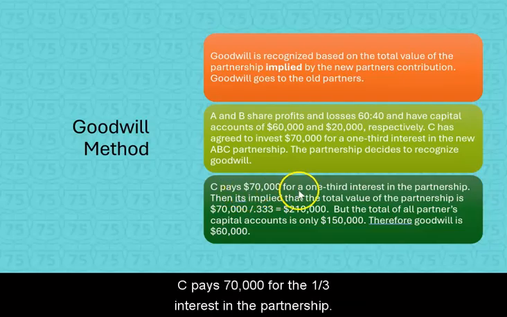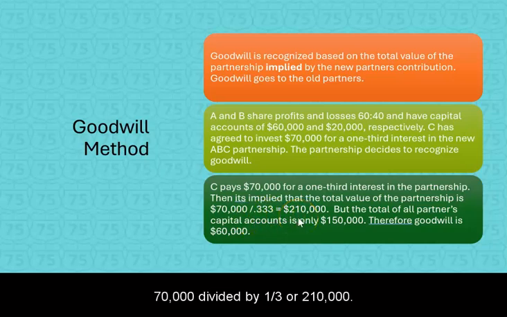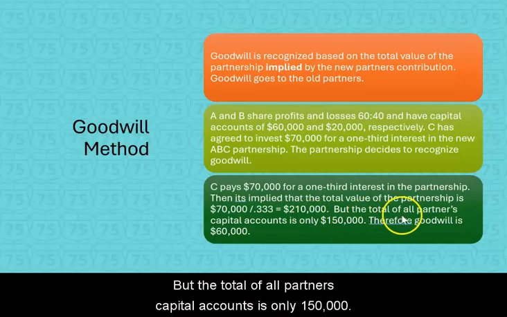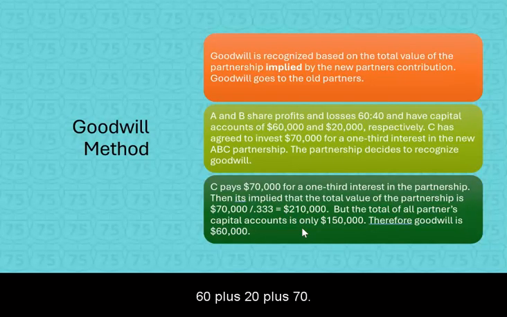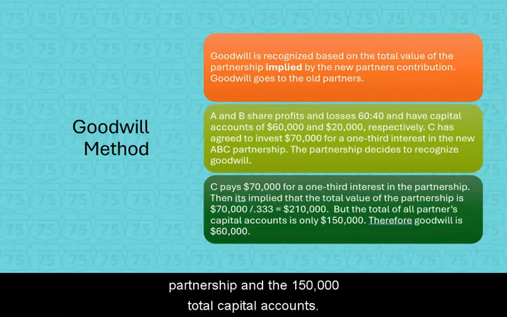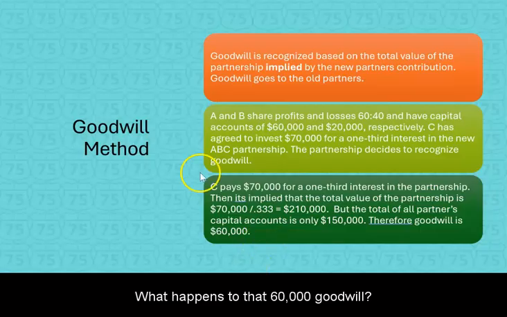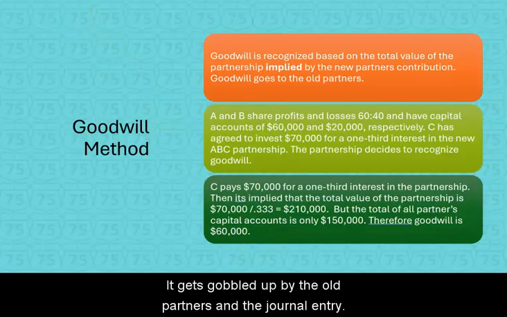C pays $70,000 for the 1/3 interest in the partnership, then it's implied that the total value of the partnership is $70,000 divided by 1/3, or $210,000. But the total of all partners' capital accounts is only $150,000: 60 plus 20 plus 70. Therefore, goodwill has to be the difference between the $210,000 implied value of the partnership and the $150,000 total capital accounts. $60,000 is goodwill. What happens to that $60,000 goodwill? It gets gobbled up by the old partners.